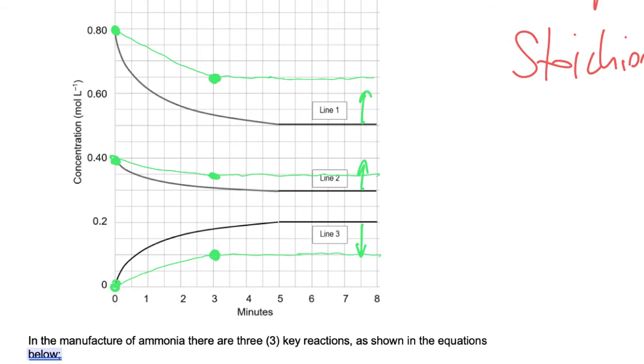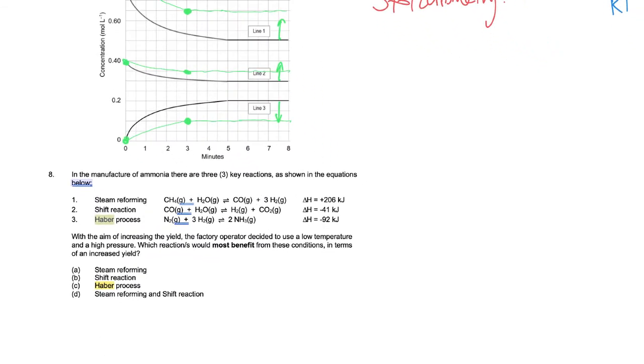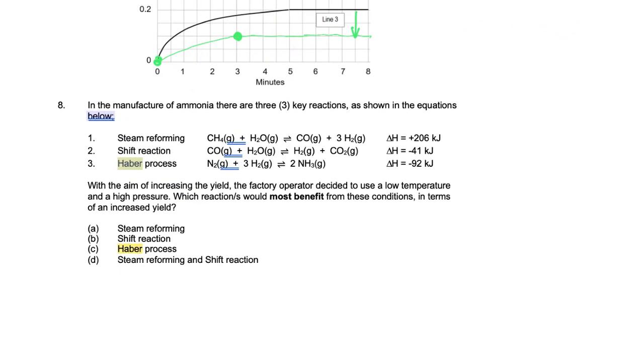Okay, so then next, in the manufacture of ammonia, there are 3 key reactions, blah, blah, blah. With the aim of increasing the yield, the factory operator must decide to use a low temperature and a high pressure. Which reaction would most benefit these conditions in terms of increasing the yield? So we have to think, right? Low temperature means that we are picking an exothermic, because low temperatures favor exothermic reactions. So that means that one is out of the question, right? So then out of those 2, which one would benefit from a high pressure?